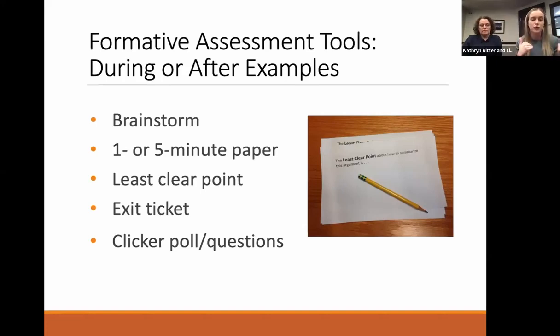And then you can also do a clicker poll at the end of your session, just like you maybe did at the beginning of the session, in order to now assess if your learners were actually able to take away the knowledge that you were hoping that they would take away from their session.